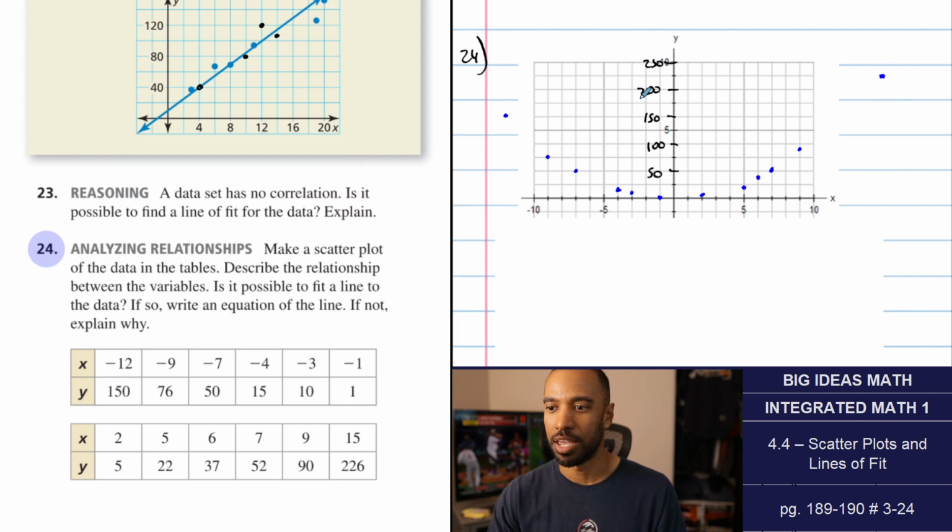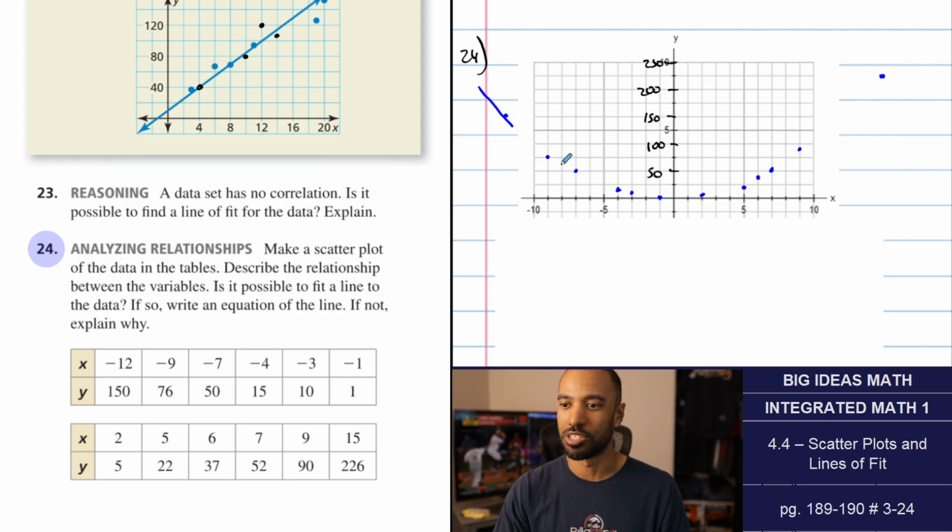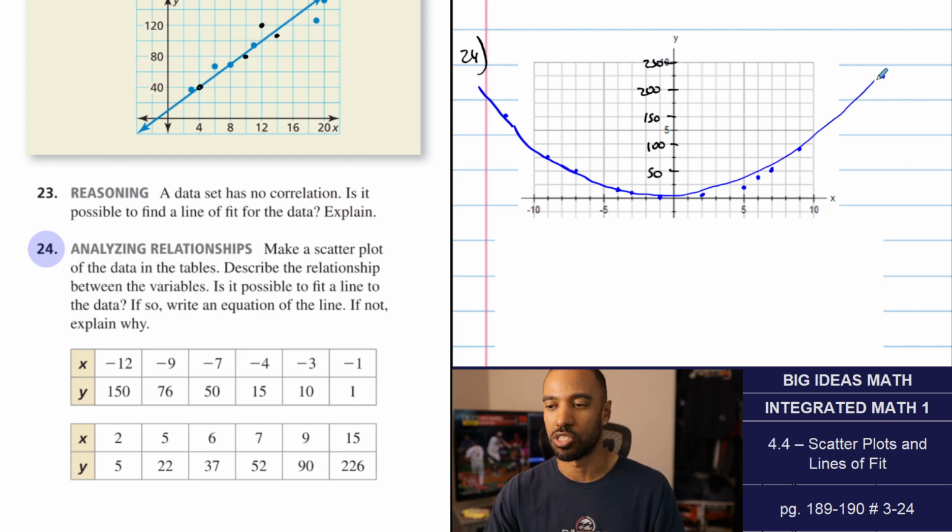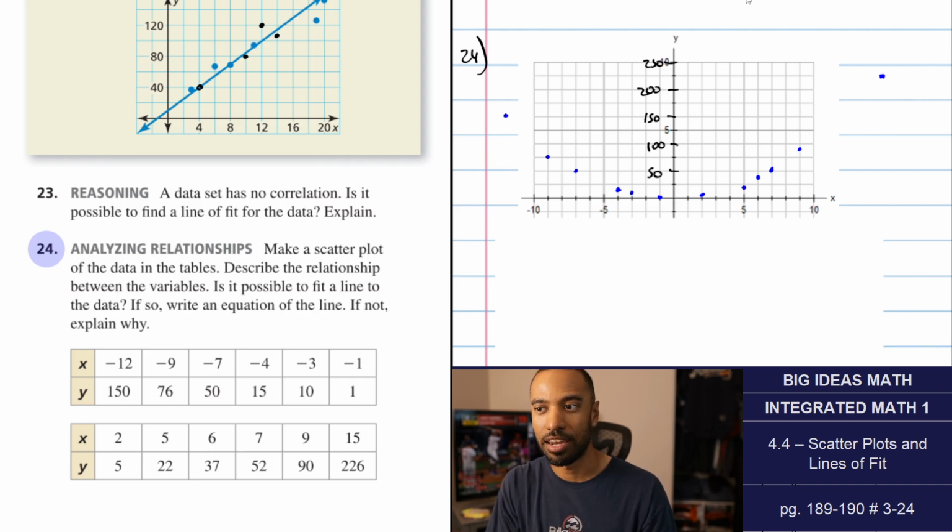But here's the idea, right? I can't draw a line through this that's best. I could probably draw a curve. A curve goes through this stuff pretty well, like this, right? And there are such things. There's quadratic regression, things like that. Not for what we're talking about, though. A line of best fit doesn't seem to apply to this thing here, right?